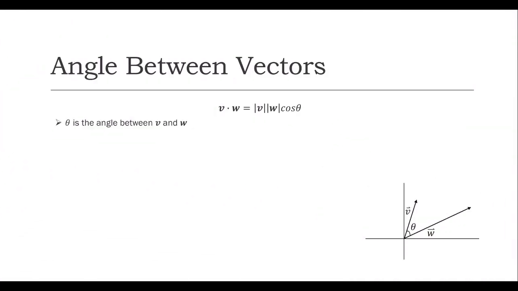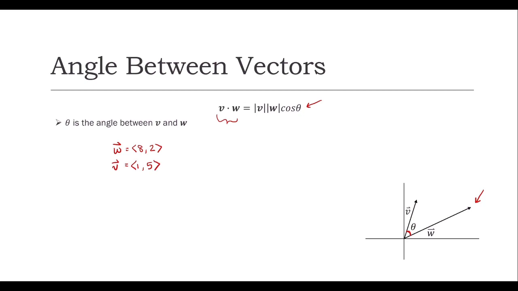Next, we want to find the angle between vectors. So if you have two vectors, there's an angle in between them, and to find that, you'll use this equation here. So the scalar product of v and w equals the magnitude of v times the magnitude of w times the cosine of theta.